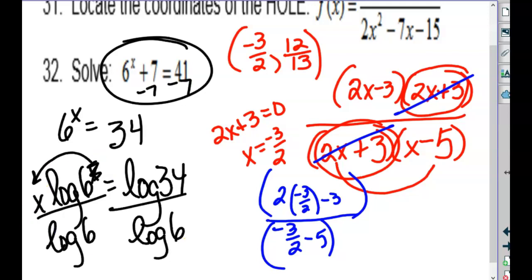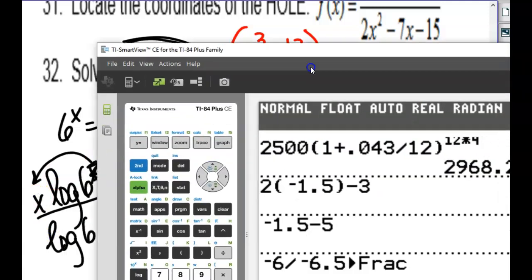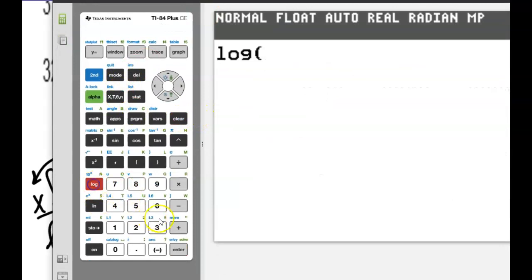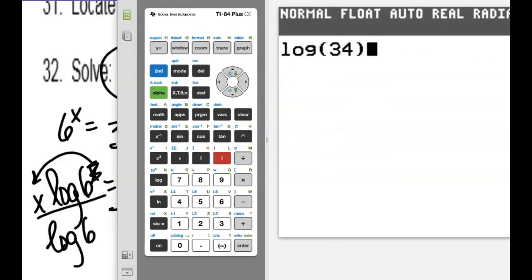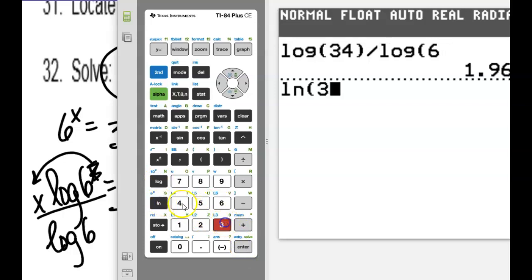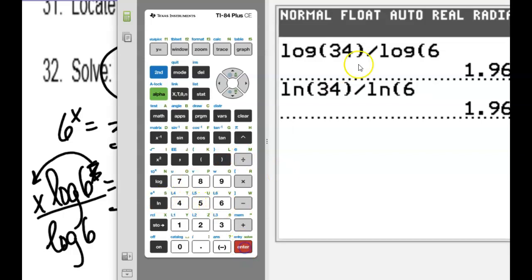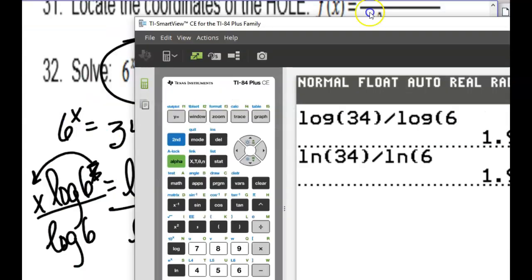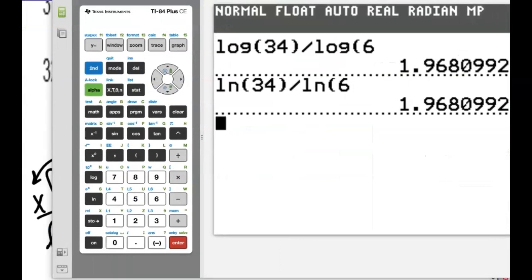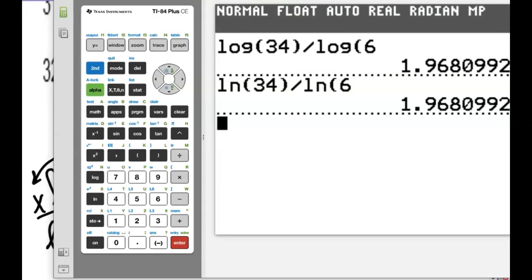So I'm going to type the log of 34, close parenthesis, divided by the log of 6. And remember, I could have done ln the same way. Get the same answer. So, it doesn't say what to round to. I'm going to put 1.968.